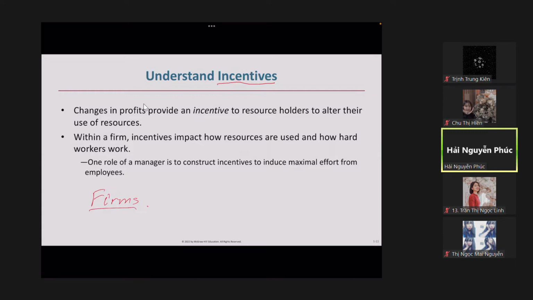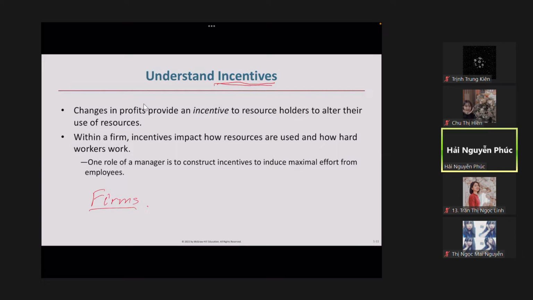Another example: if you want your workers to put their maximum effort into working, of course, you once again have to create incentives for your workers. So keep in mind that if you want to change someone's behavior, you have to create incentives.